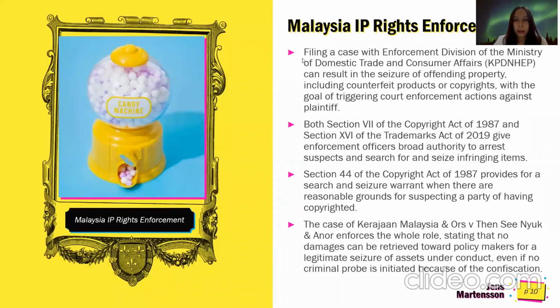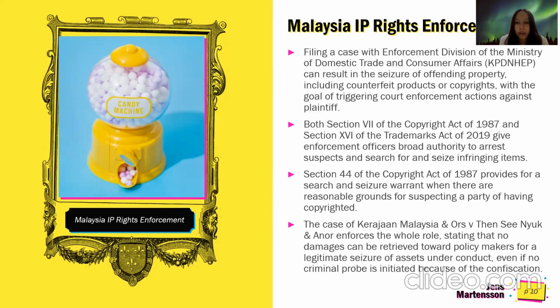Malaysia IP right enforcement. Filing a case with the Enforcement Division of the Ministry of Domestic Trade and Consumer Affairs can result in the seizure of offending property, including counterfeit products or copyrights, with the goal of triggering court enforcement actions against the plaintiff. Both Section 7 of the Copyright Act of 1987 and Section 16 of the Trademarks Act of 2019 give enforcement officers broad authority to arrest suspects and search for and seize infringing items.